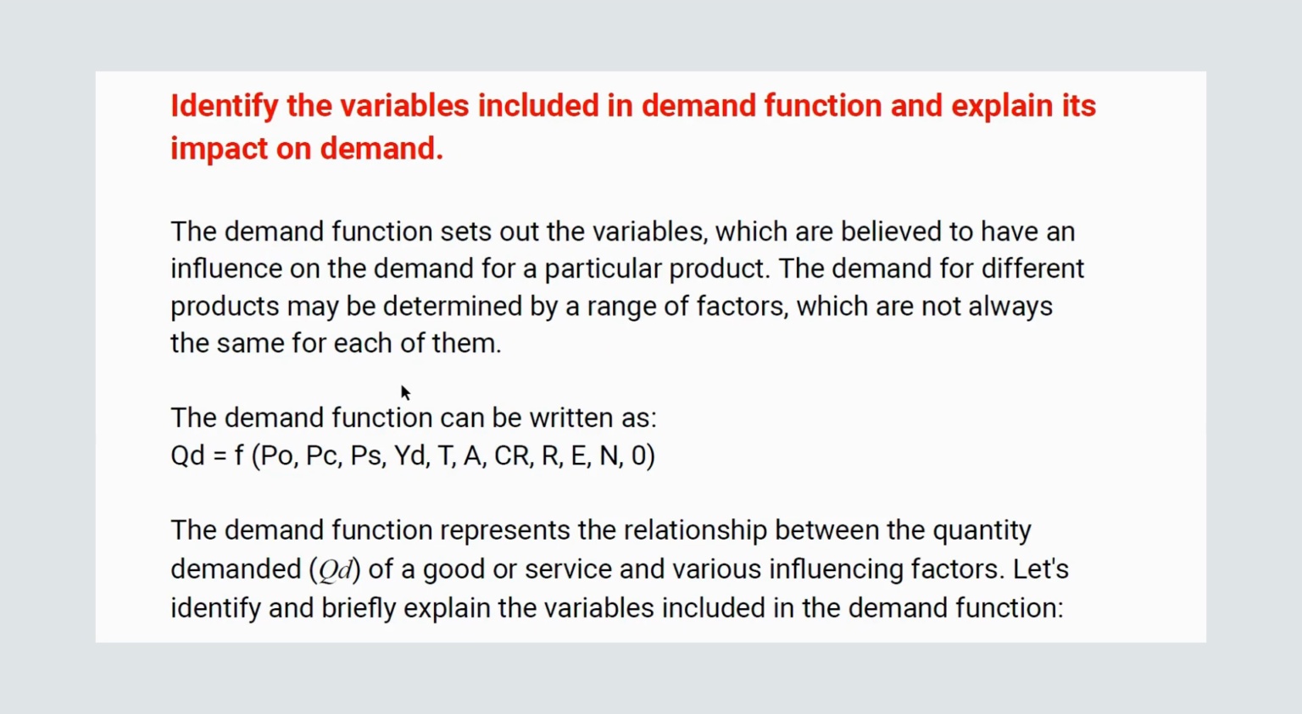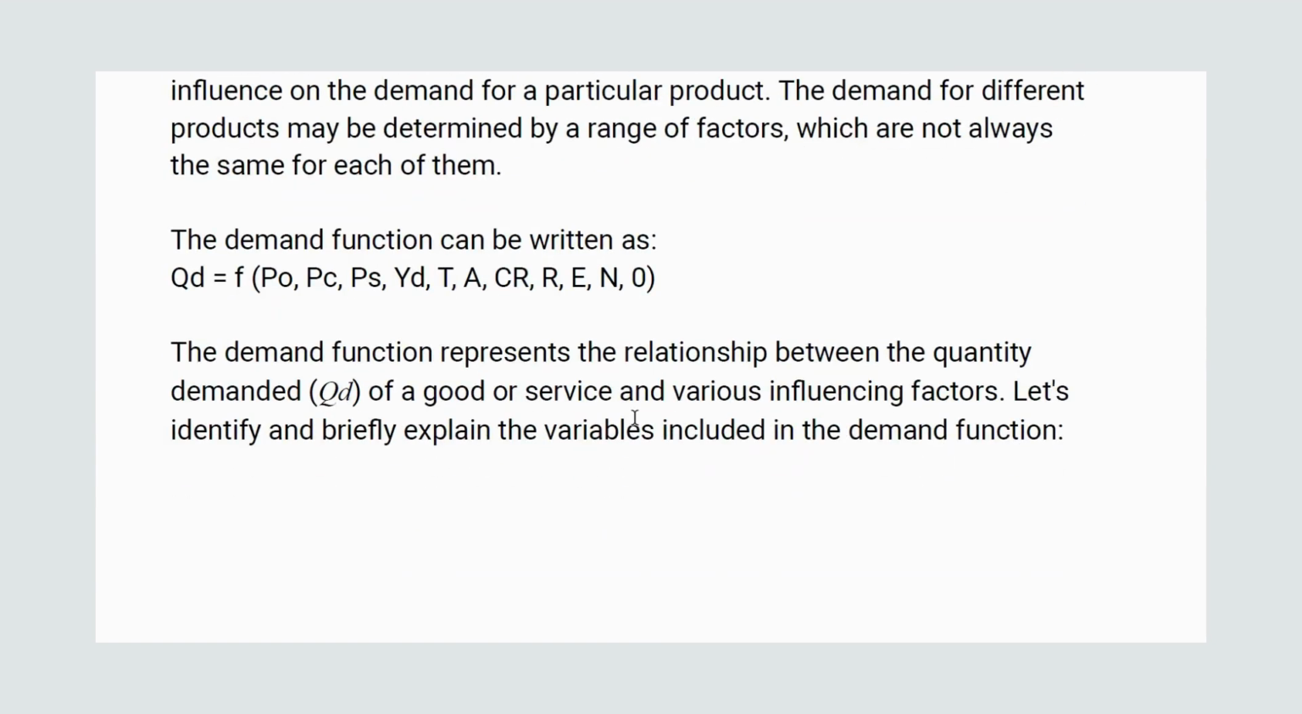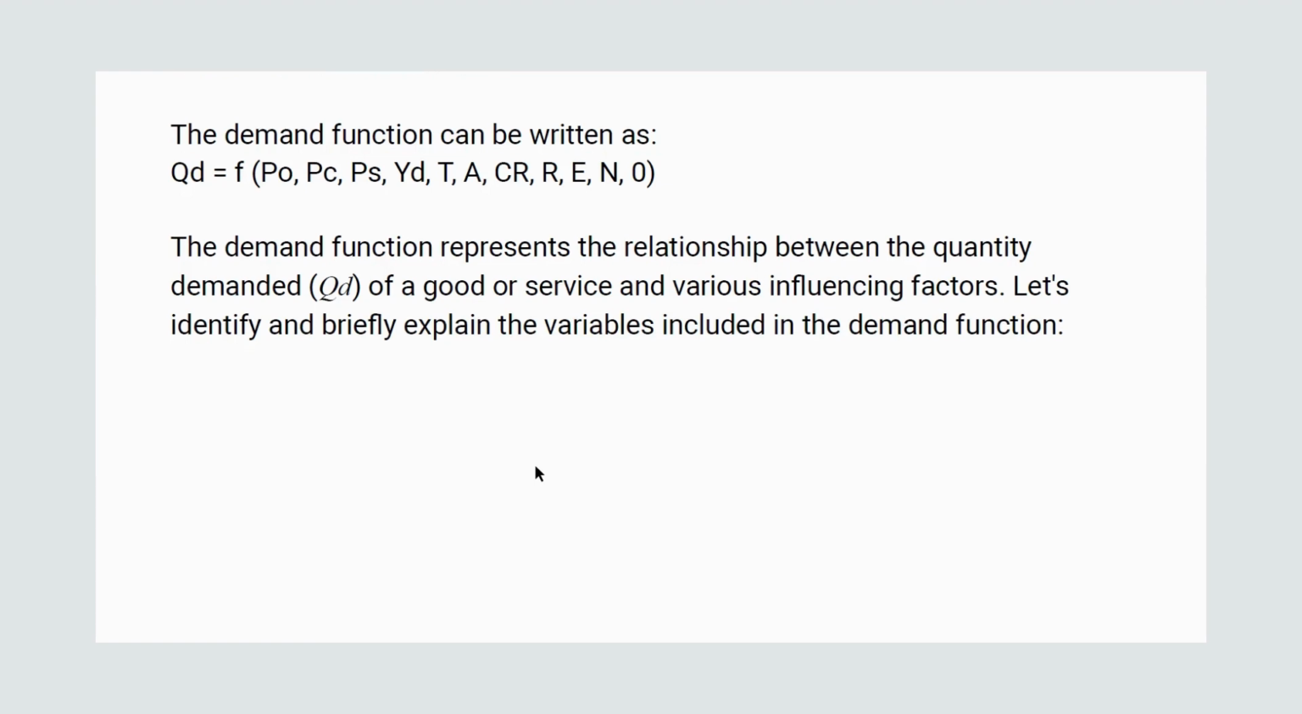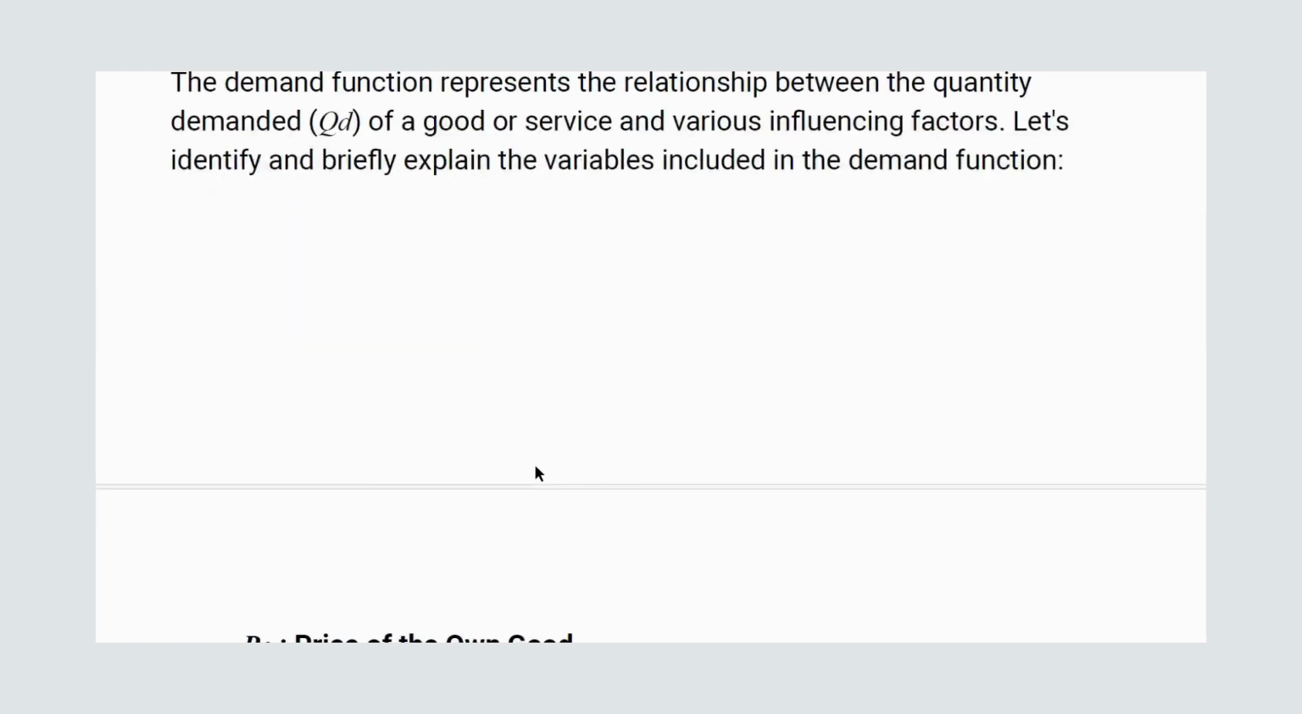The demand for different products is determined by a range of factors that are not always the same for each of them. So the demand function is QD equals f of the other factors, the inputs, like price of the product, price of substitutes, income of the consumer, and so on. The demand function represents the relationship between the quantity demanded of a good and the factors that influence the demand. Let's see how the variables have impact in the demand function.